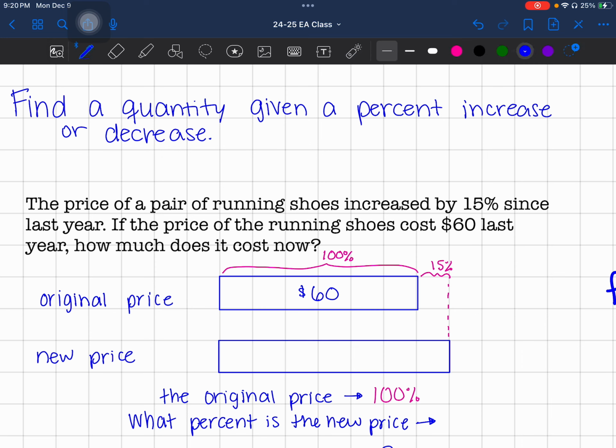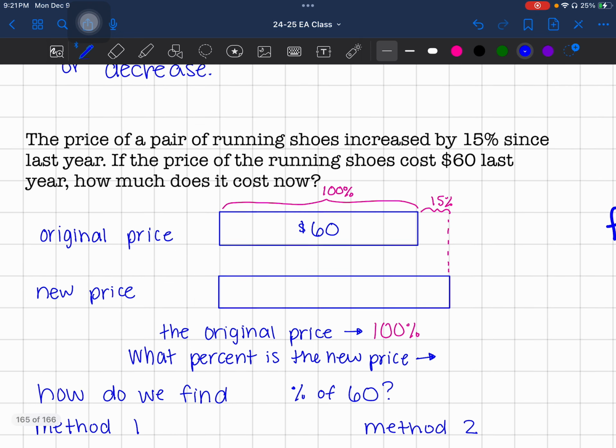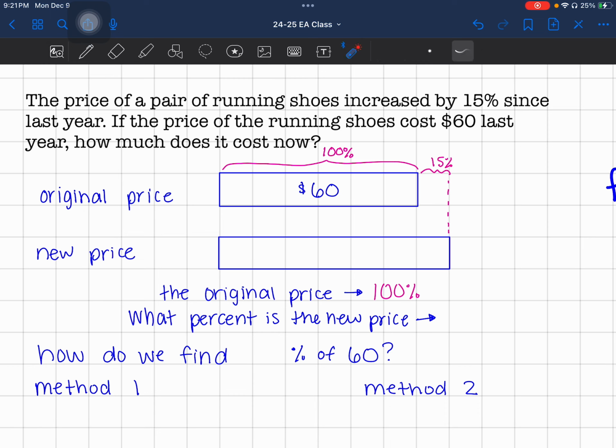So the original $60 is our original 100%. The shoes at 100% cost were $60. The new price increased by 15%. The original price was 100%. What percent is the new price? How do we find the new price? The new price is 100% plus 15%. So the new price is 115%. Okay, so how do we find 115% of 60?